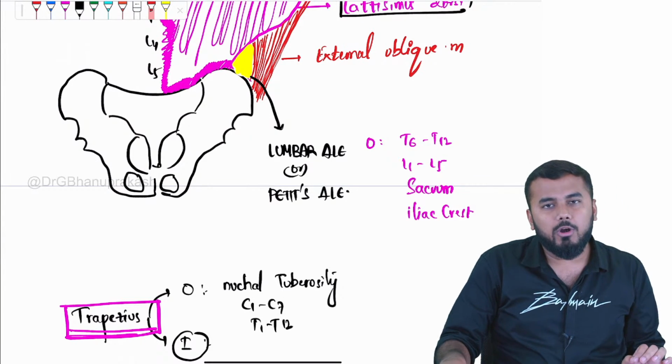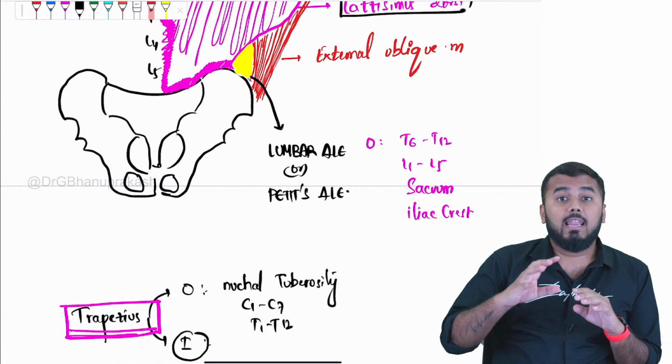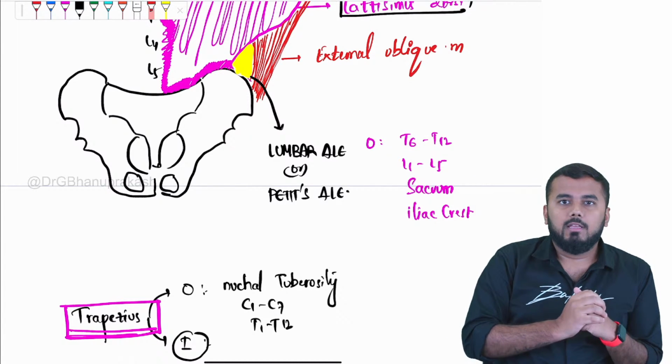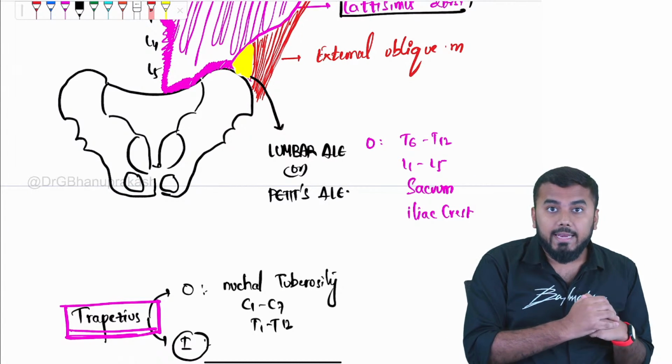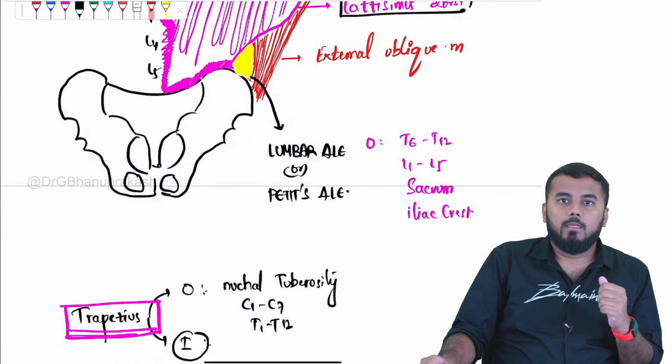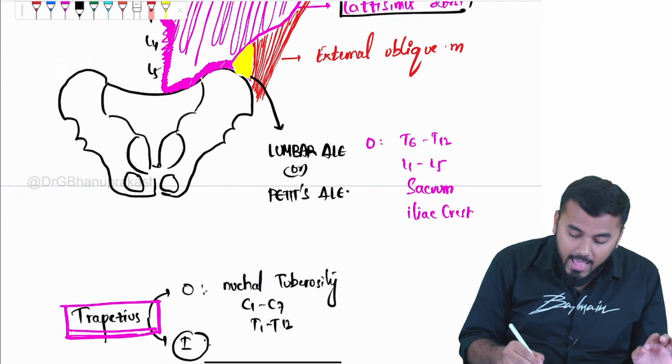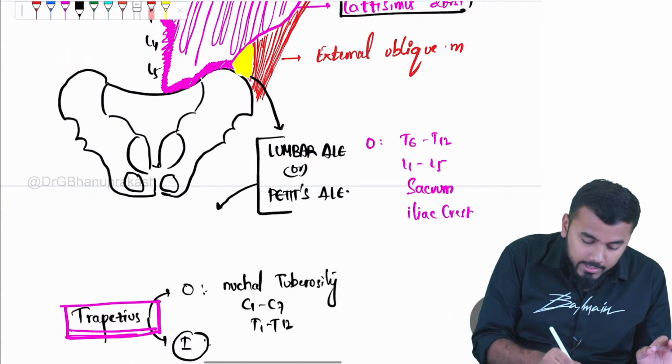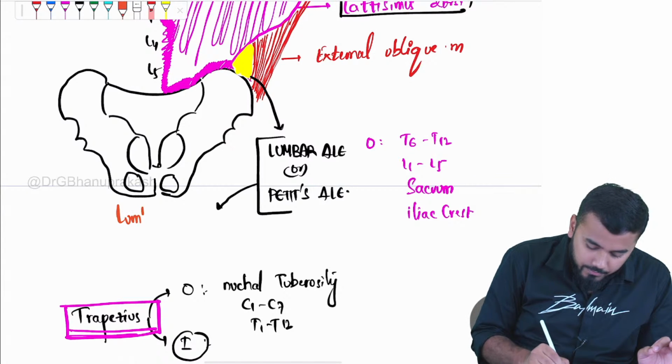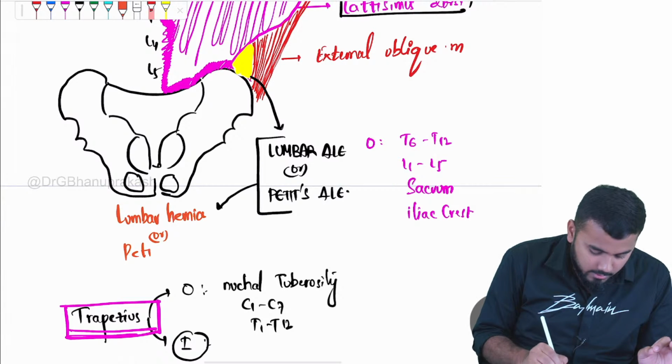You know why it is important? Most commonly, the lumbar hernias happen here. This is also called lumbar hernia or Petit's hernia. Okay, so what will happen here? There will be lumbar hernia or Petit's hernia.